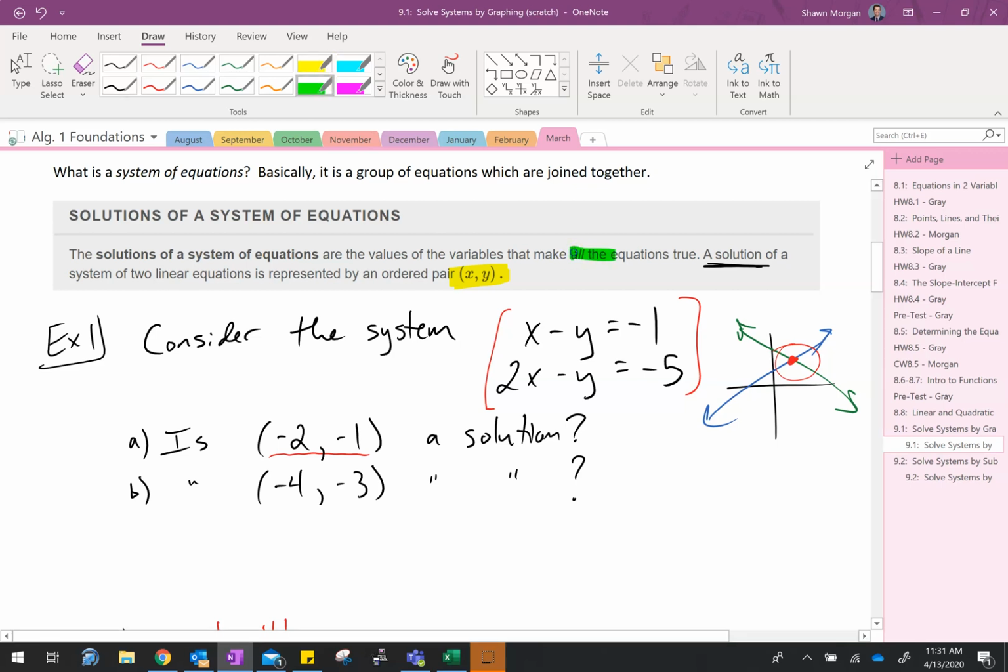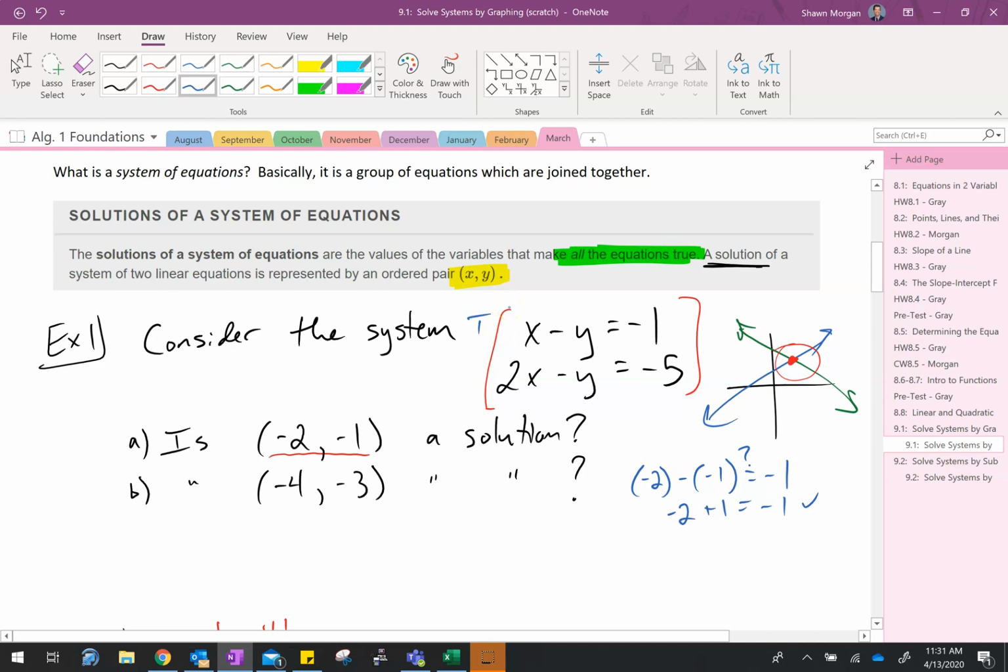Again, because we want to make sure that it makes a true statement in all of the equations. All right, so let's try and do that rather rapidly. We'll plug in -2 for x and -1 for y in the first equation, and we'll see, does that make a true statement? Well, minus negative becomes plus positive, so we get -2 plus 1. That does check out. So this is a true statement on the first equation.